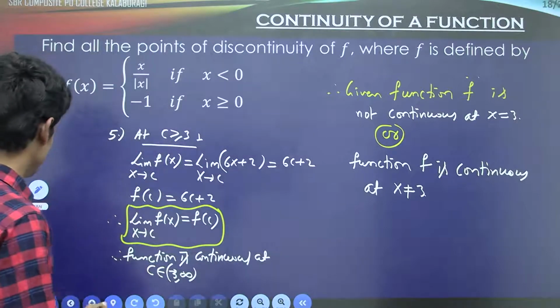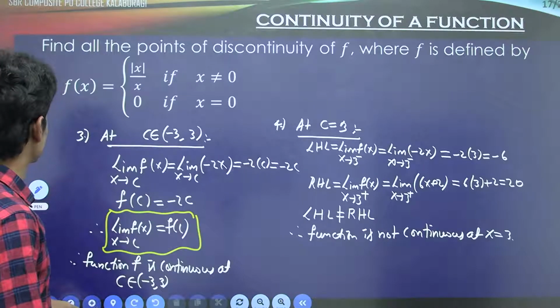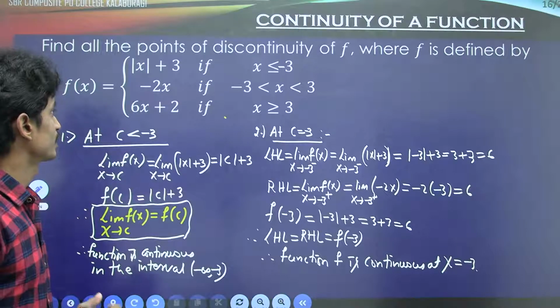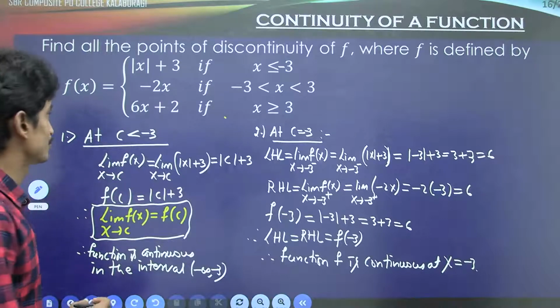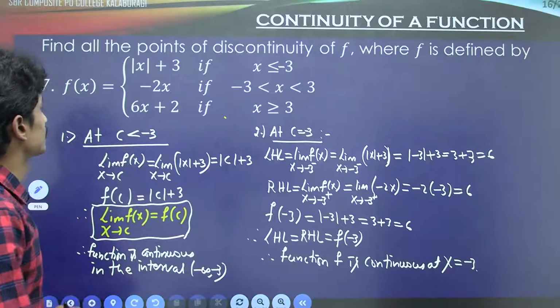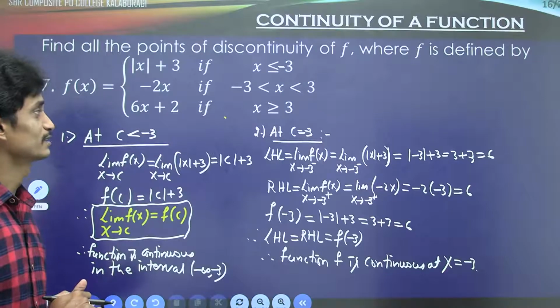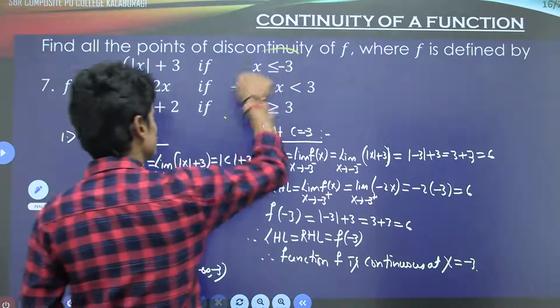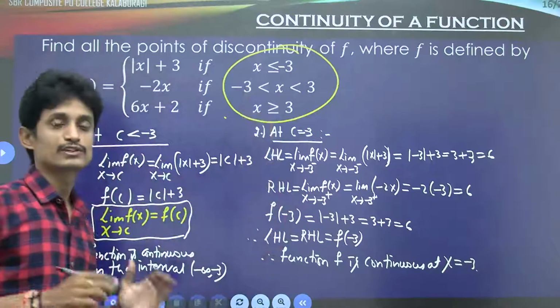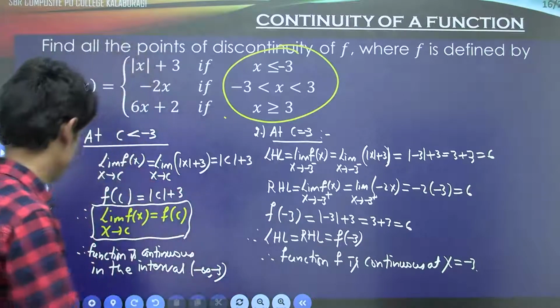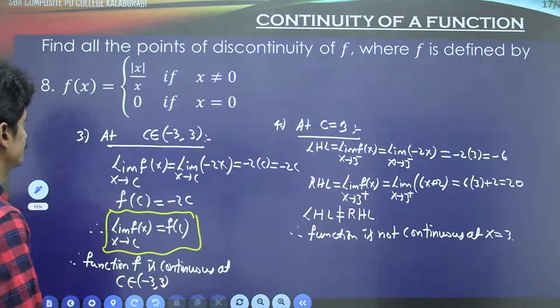So now we have completed question number 7. f of x is equal to modulus of x plus 3 if x is less than or equal to minus 3, minus 2x if x is greater than minus 3 but less than 3, and 6x plus 2 if x is greater than or equal to 3. According to their domain, we have to determine whether the function is continuous or not. Let us see the next question.